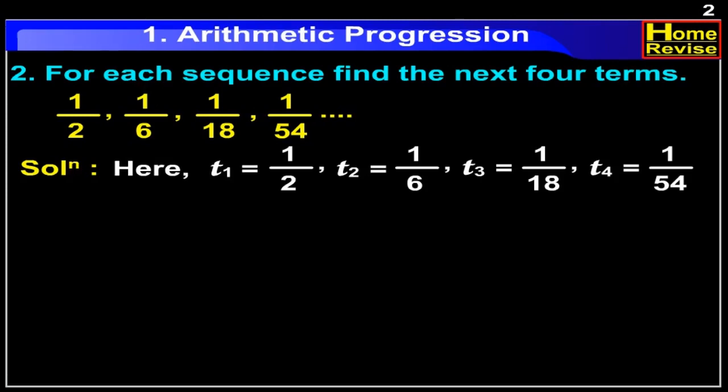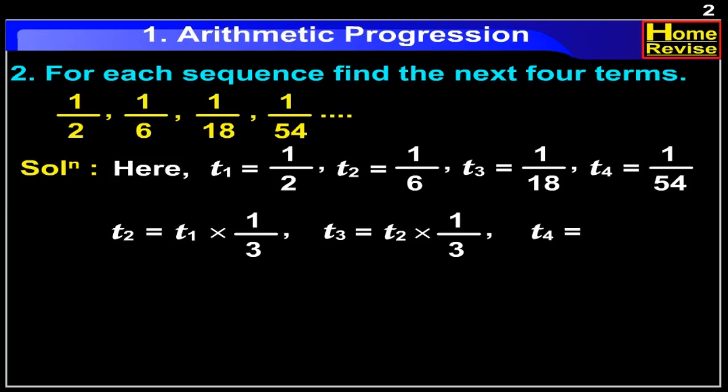If you observe all these terms carefully, you will notice that T2 is equal to T1 into 1 upon 3. T3 is equal to T2 into 1 upon 3. And T4 is equal to T3 into 1 upon 3. Using the same relation, we can find the next 4 terms.